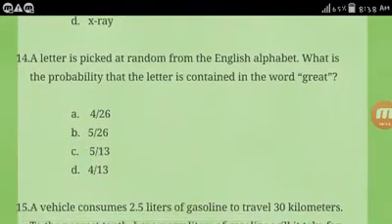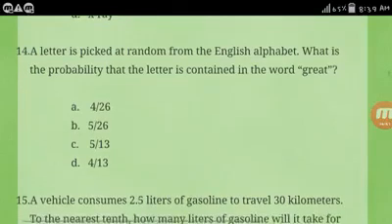Next, a letter is picked at random from the English alphabet. What is the probability that the letter is contained in the word great? How many letters do we have here? It's 5. How many letters all in all in the English alphabet? We have 26. So the answer here is 5/26, which is letter B.